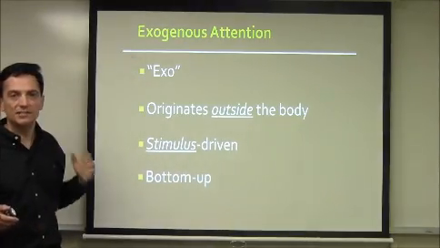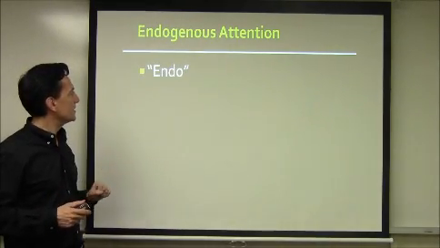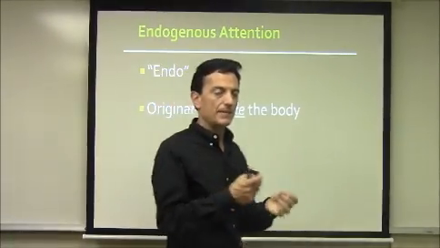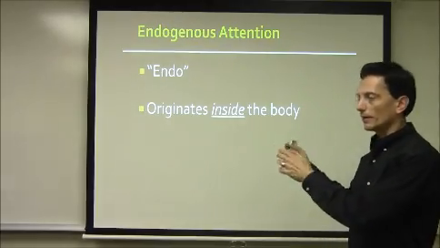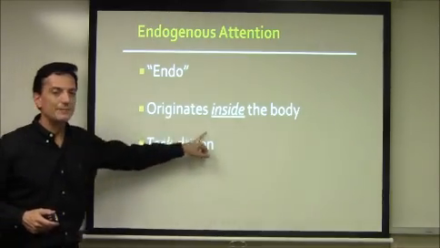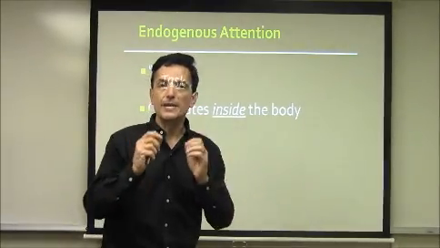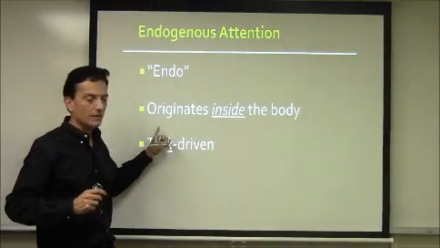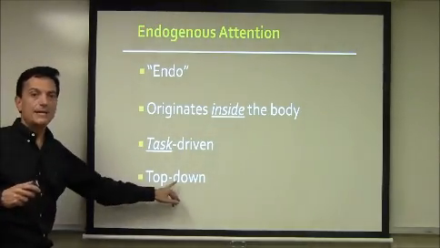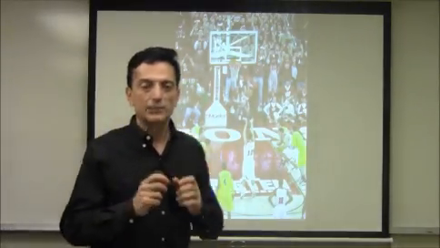We can contrast this exogenous attention with what you might expect is called endogenous attention. So the counterpart terms here are going to be endo rather than exo. These are actually originating inside of the body. So something about the state of your brain is particularly important here in this endogenous attention. It's arising inside of your brain. This is said to be task-driven rather than stimulus-driven. So regardless of what the environment is doing, your behavior is under the control of some aspect of your body, maybe trying to pursue some kind of a task, and we call this top-down, in contrast to the bottom-up usage for exogenous attention.